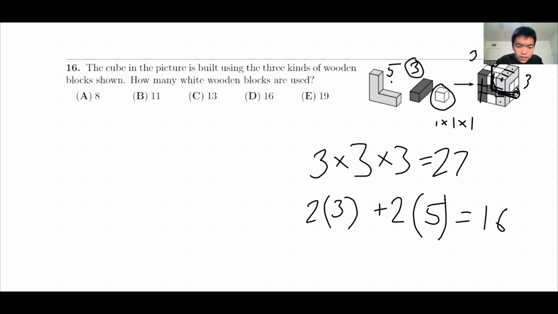So then we do 27 minus 16 and we get, what do we get? Well, we get 11. So then we know that all the rest of the missing blocks have to be made up of these white ones. So we know there have to be 11 white cubes that are being used. So we know our answer for question number 16 is going to be B.